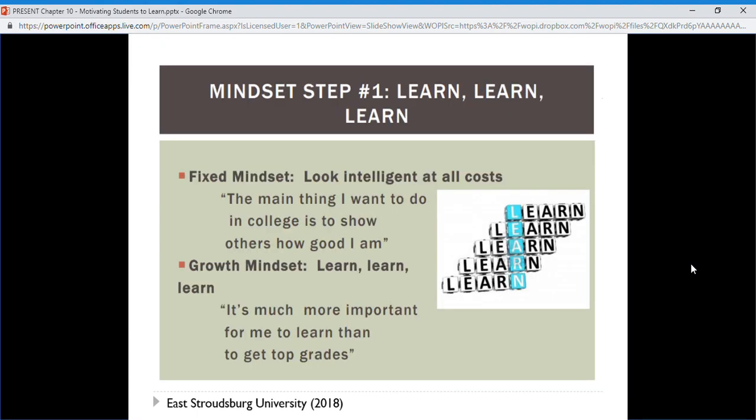The first step of developing a growth mindset is the mantra, learn, learn, learn. So with a fixed mindset, the idea is that you want to look intelligent at all costs. So you just want to show others how good you are. Whereas with a growth mindset, you realize that learning is the most important piece, more important than grades or anything else. It's really the experience of expanding your mind.